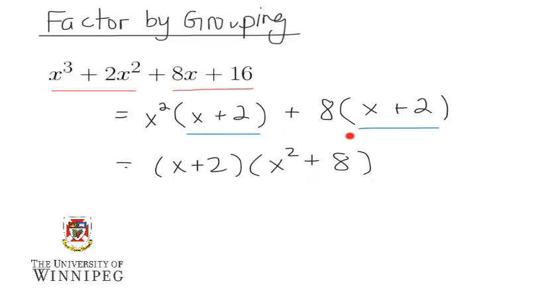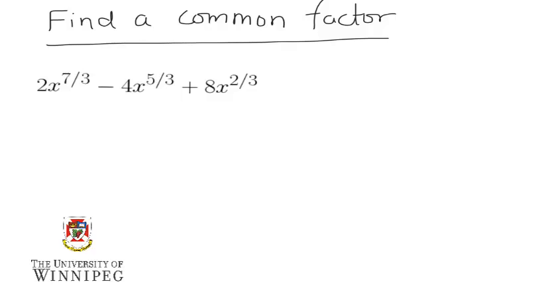Now you might wonder here if x squared plus 8 is going to be factorable. In this case it's not, because it is a sum of 2 squares. So this is our fully factored expression. Let's take a look at one final, more challenging example of common factoring. One where the exponents of our variables might contain a fraction.